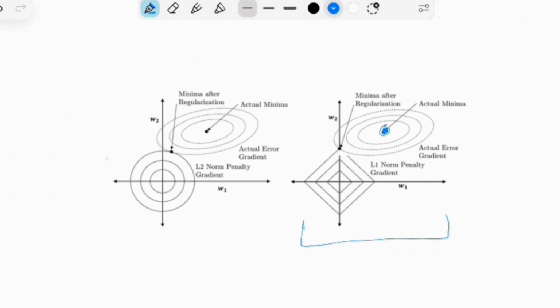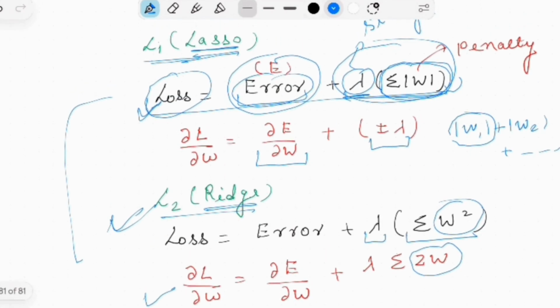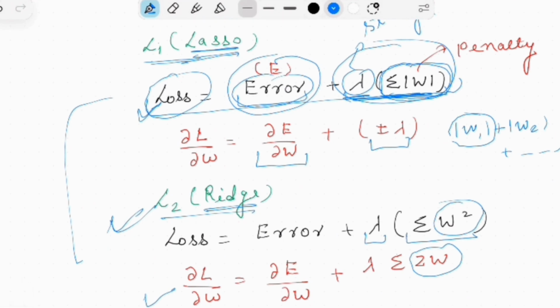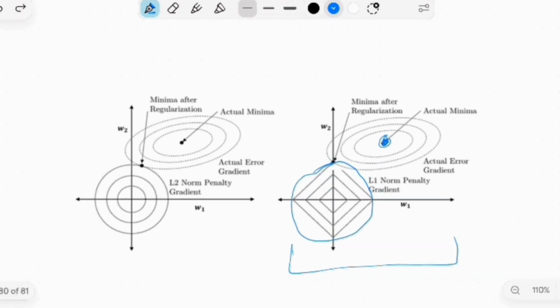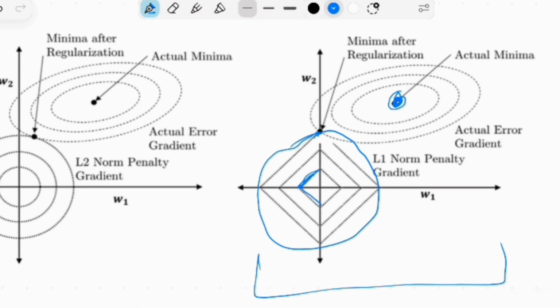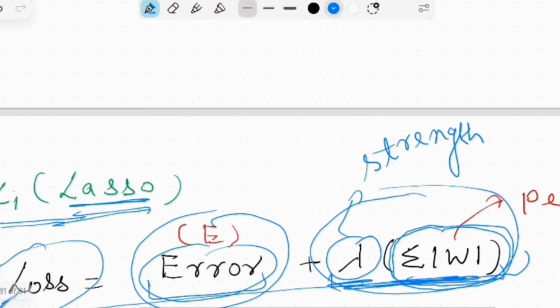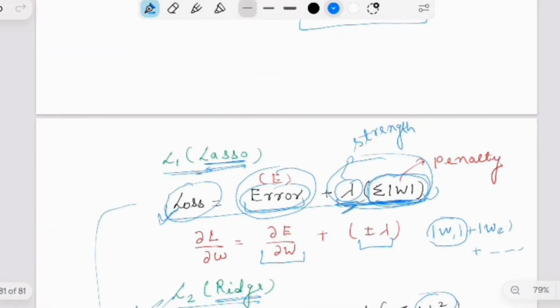This is the curve for the penalty term. For the L1 norm penalty, it is lambda times the summation of absolute values of weights. So this is what we get. Here it is nothing but small rectangles, and as I increase lambda, the strength of the regularization, these rectangles get smaller. So I have the rectangular shape for L1 regularization, which is called Lasso.